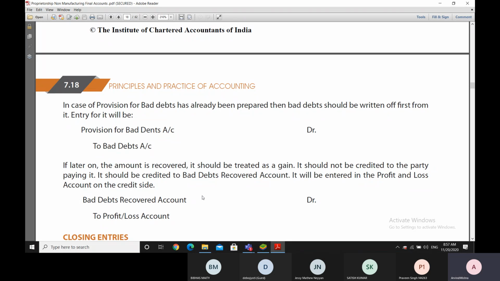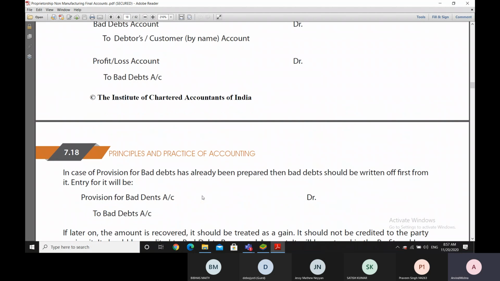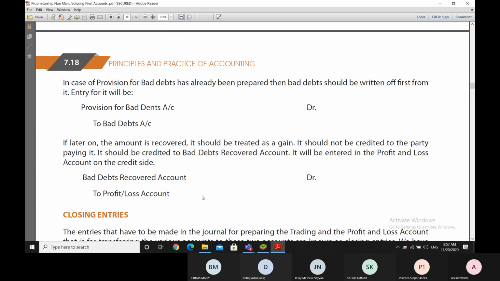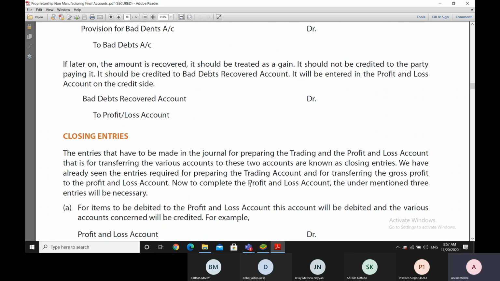So while doing that, we are transferring the bad debts recovered account to the profit and loss account by crediting the profit and loss account, and therefore we now have profit in the profit and loss account in respect of the bad debts which are recovered, and the bad debts recovered account stands adjusted.